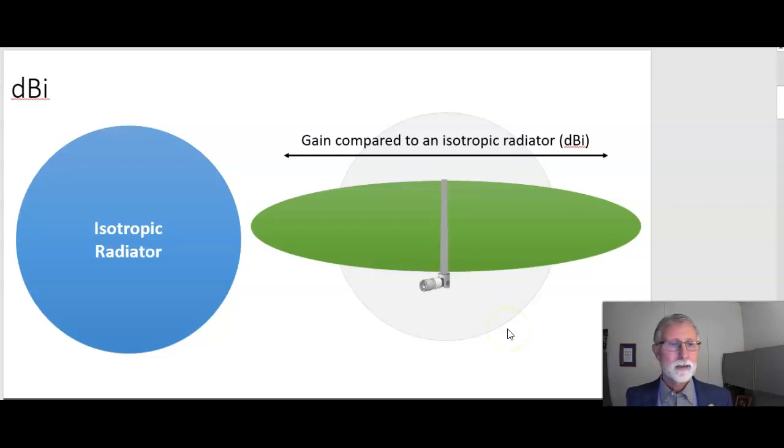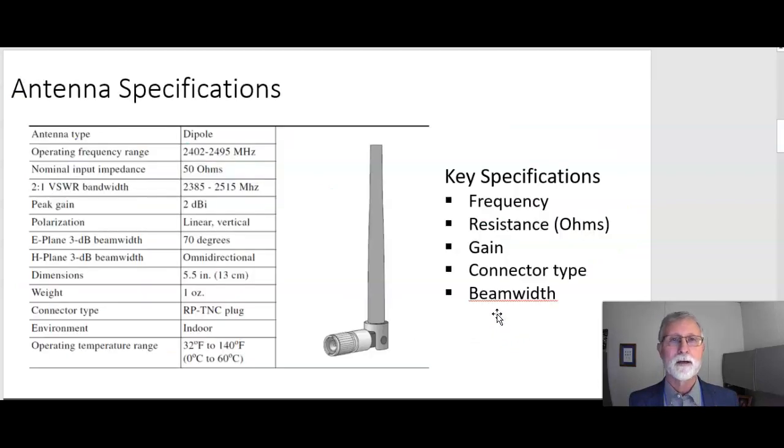Now, when you look at gain, know that a 3 dBi antenna radiates twice as much power as an isotropic radiator would. We're not going to get into dB math in this class, but knowing that if I add 3 dB, it doubles the power, and if I subtract 3 dB, it reduces the power in half. We're not going to get into RF or dB math, but just know that it's a relative term to power.